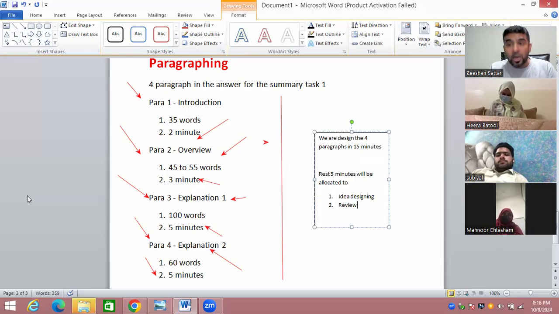So we have allocated 20 minutes in 6 different steps: 2 minutes idea generation, and then 2 minutes introduction, 3 minutes overview, 5 minutes explanation 1, 5 minutes explanation 2, and 3 minutes for the review. We have divided the total time of 20 minutes into 4 paragraphs along with idea generation and review. So we have divided 20 minutes into 6 different things that we are going to perform in the summary exam.